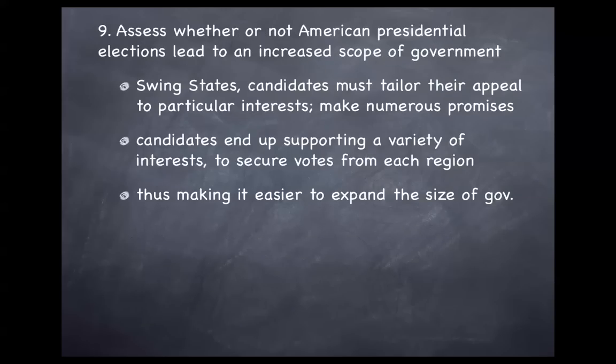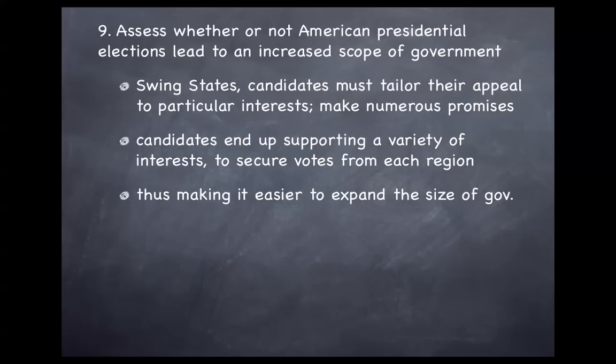Last slide, last objective. Assess whether or not American presidential elections lead to an increased scope or size of government. Well, because of the election process we have, you have swing states or battleground states that candidates visit all the time, and they're going to tailor their message to appeal to those particular interests because they're trying to win those battleground states because they need them. And because of this tailoring, they're going to have to make numerous promises that they may or may not be able to keep, but they're trying to win, so they'll say what they need to say to get those delegates and the votes to win.